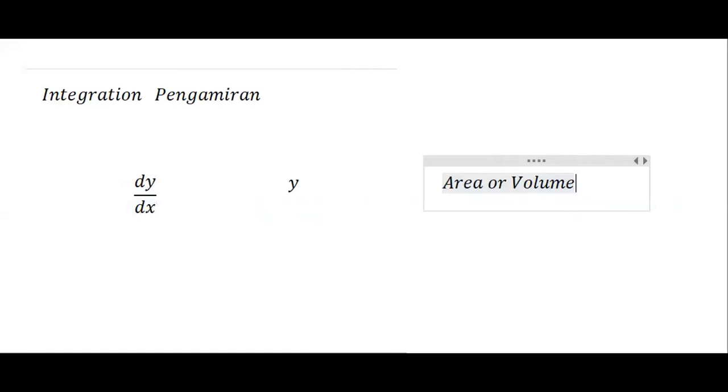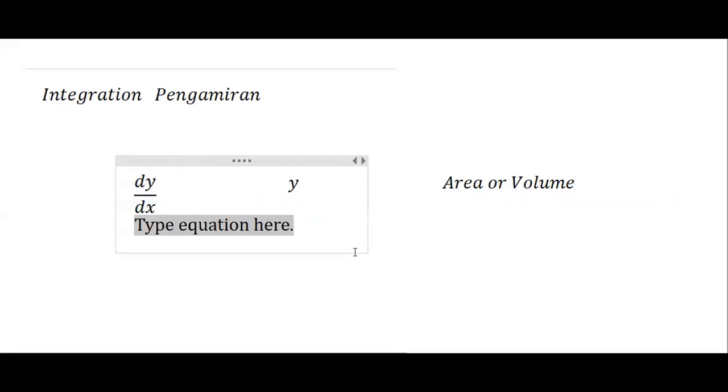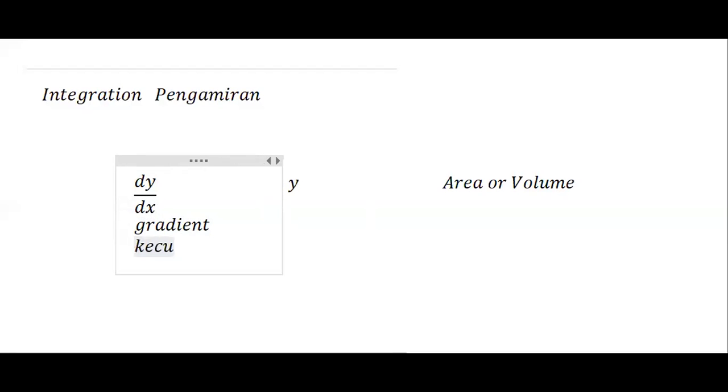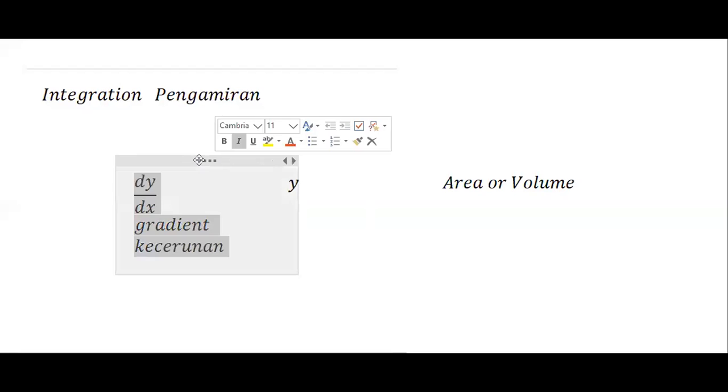Okay, first one. We start from y first lah. We start from dy/dx. Kamu sudah masuk dy/dx kan? Pembezaan. dy/dx, y, luas, area, or volume. There is few objective. You can draw this one in your paper. Boleh lukiskan. Siapa ingat apa tu dy/dx? What is dy/dx? dy/dx is actually a gradient. Yes, gradient. Kecerunan.